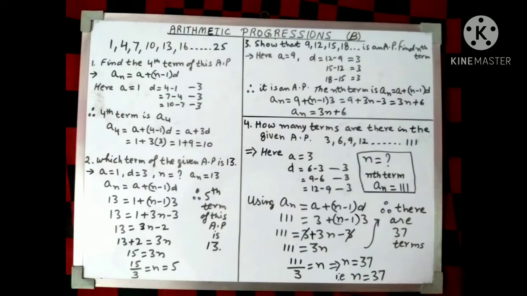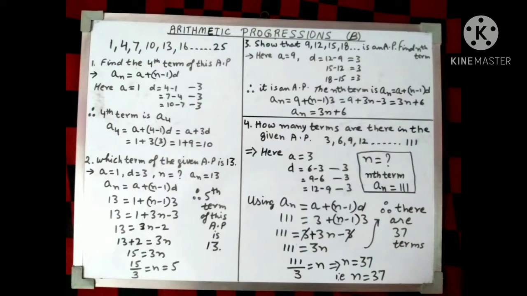Which term of the given AP is 13? Now here we have to calculate at which place in this AP we are getting the number 13, right? So again we have A is equal to 1, D is equal to 3, and we don't know what place we are going to get, right? But we know that at that place we have 13. That is, the nth term is 13, but we do not know at which place this 13 will come. So we have to find the n over here. Again we will use the formula.